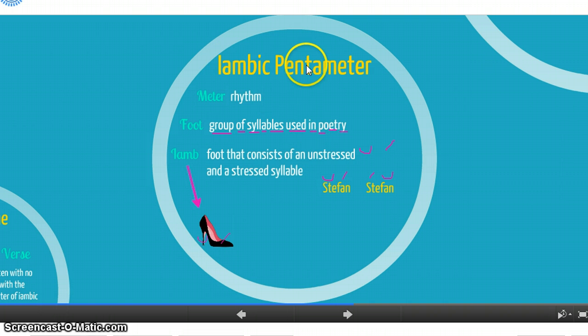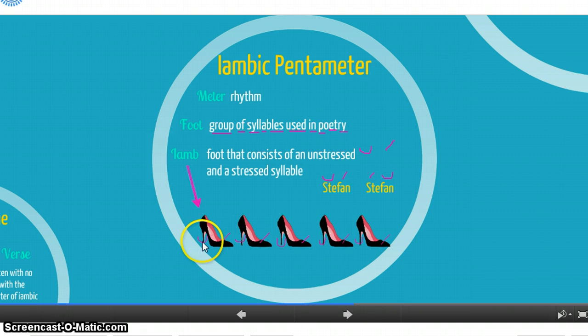Now for iambic pentameter, we need to look at this prefix, penta. Penta means 5. So for iambic pentameter, we have 5 feet of iambs. 5 iambs. And when we have 5 feet, all unstressed, stressed, then we have a line of iambic pentameter. That basically means a line of poetry with 5 iambs in it, iambic pentameter. So let's look at an example.